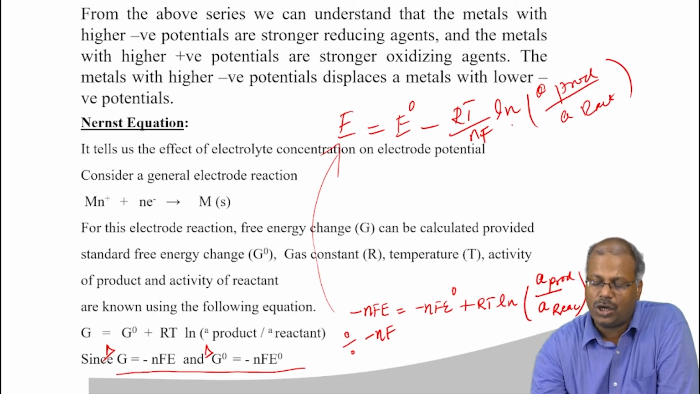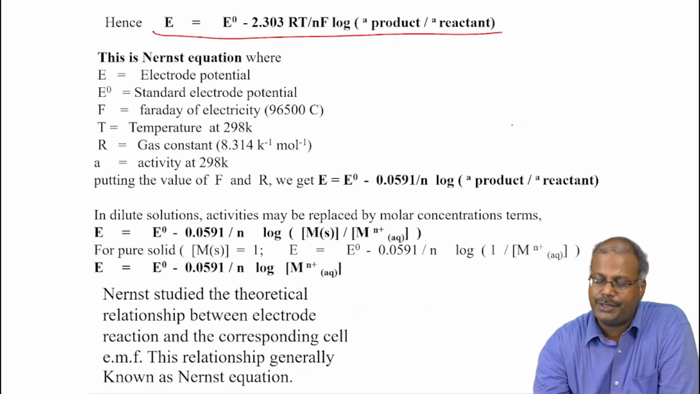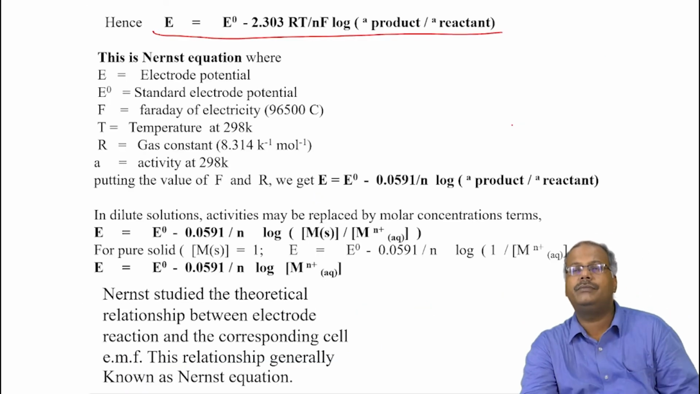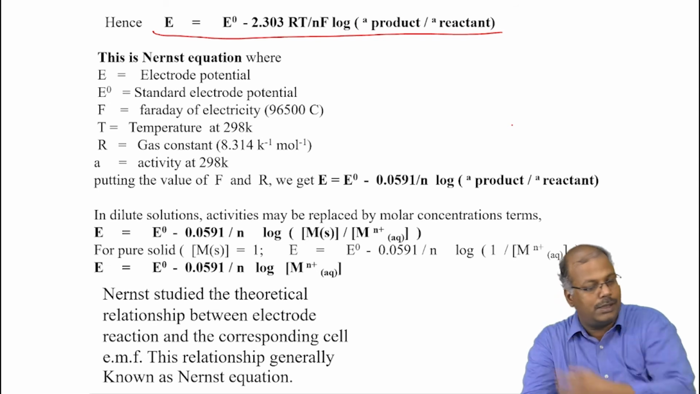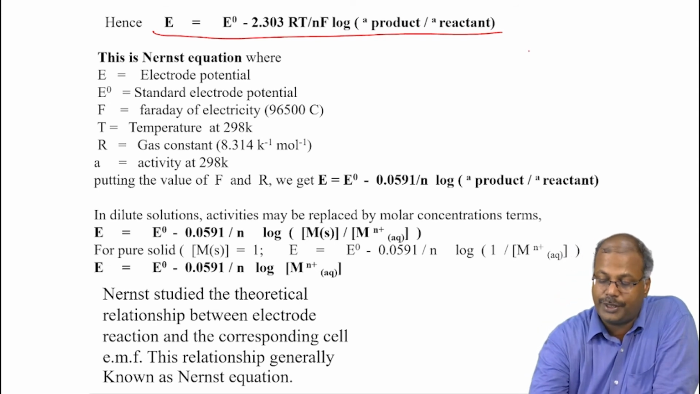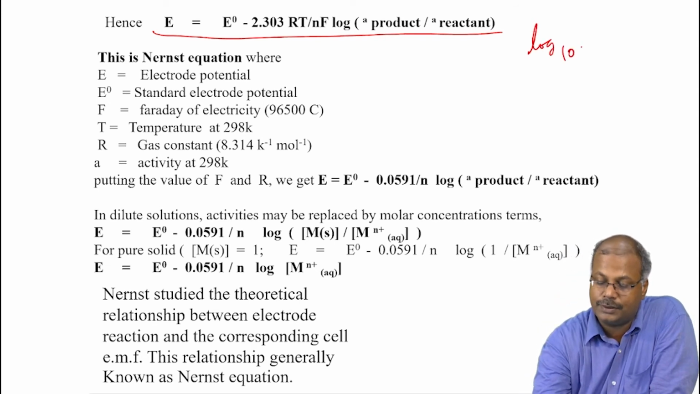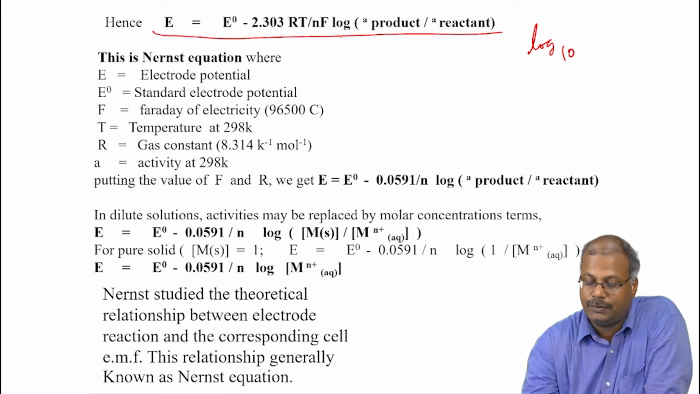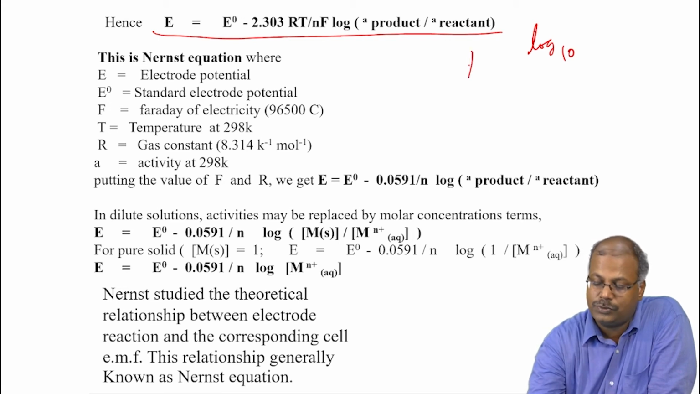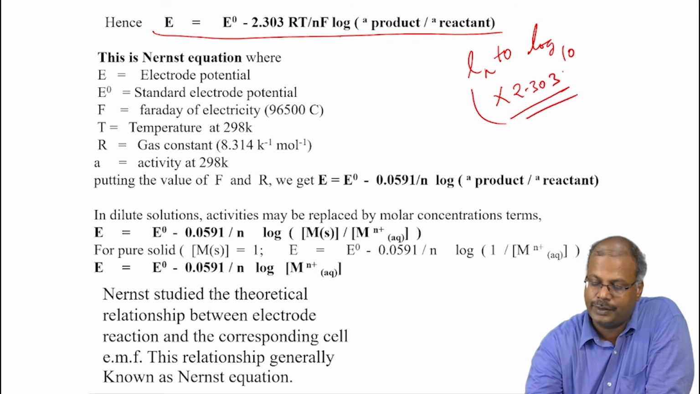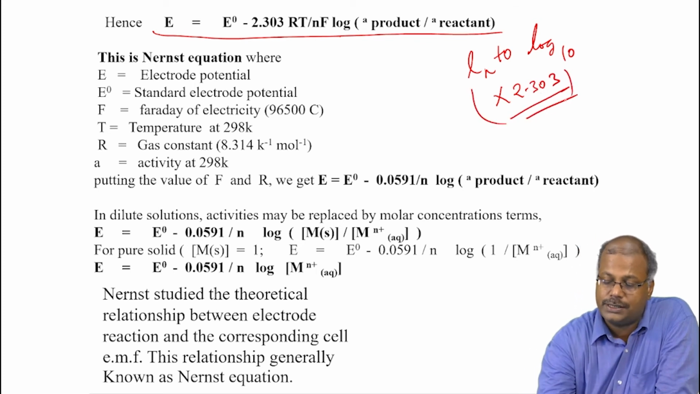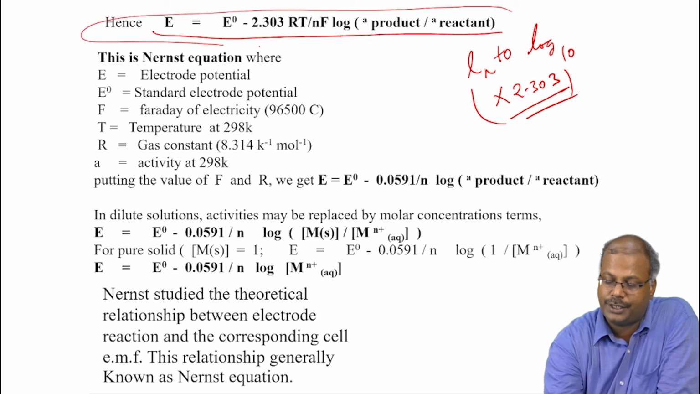This is in ln form. If you multiply by the factor 2.303, it converts from natural logarithm to logarithm to the base 10, ln form to log form. So this is the form of the Nernst equation.